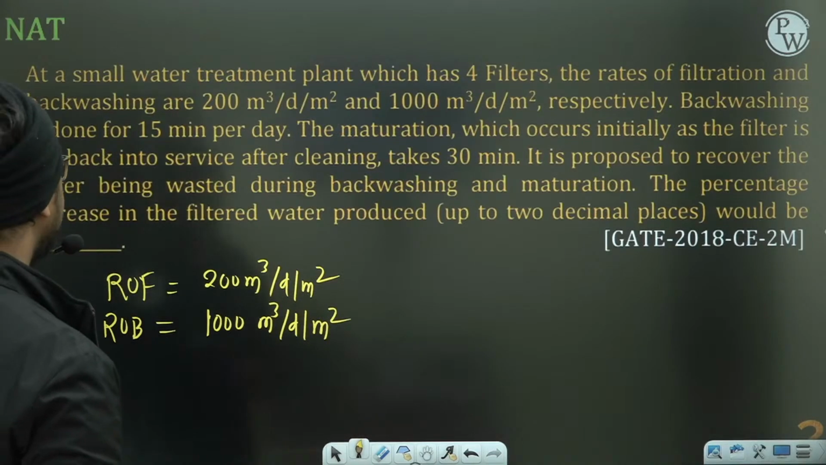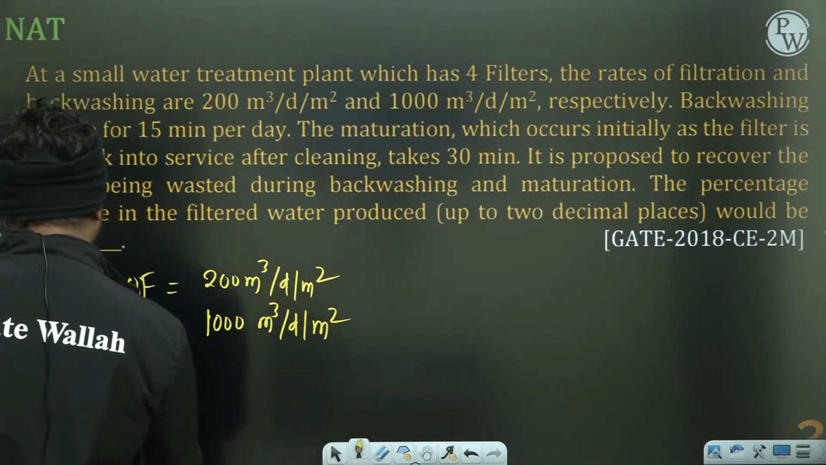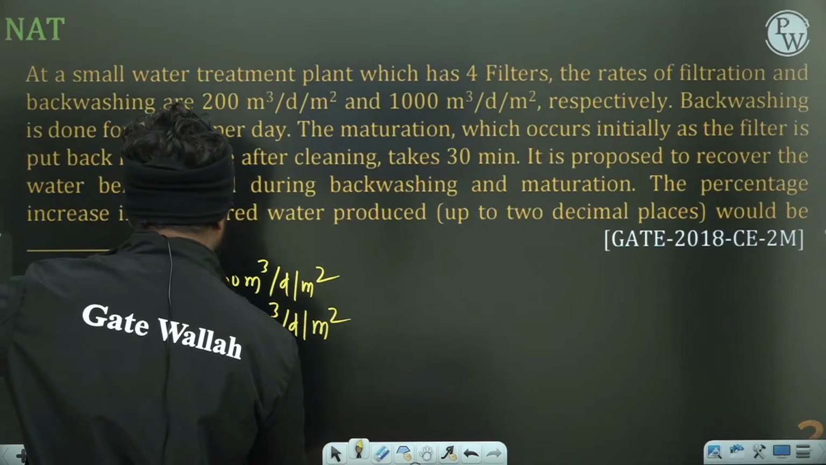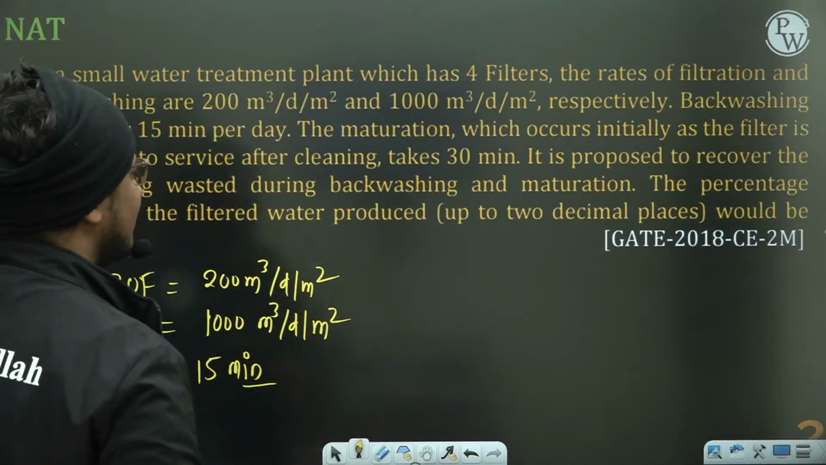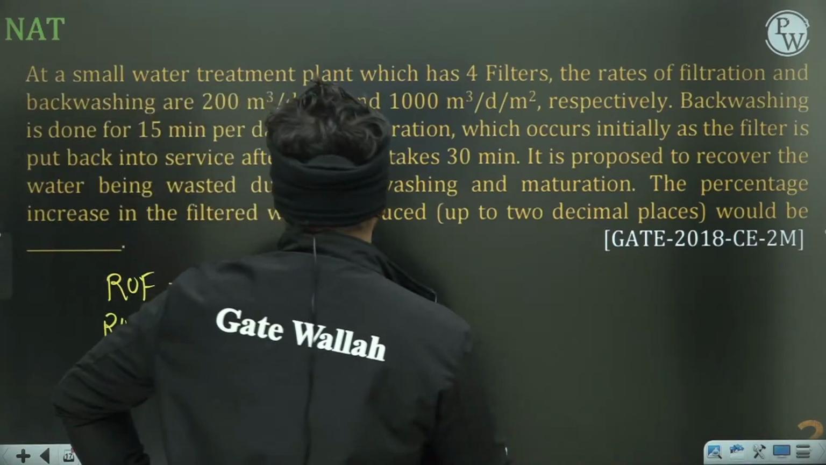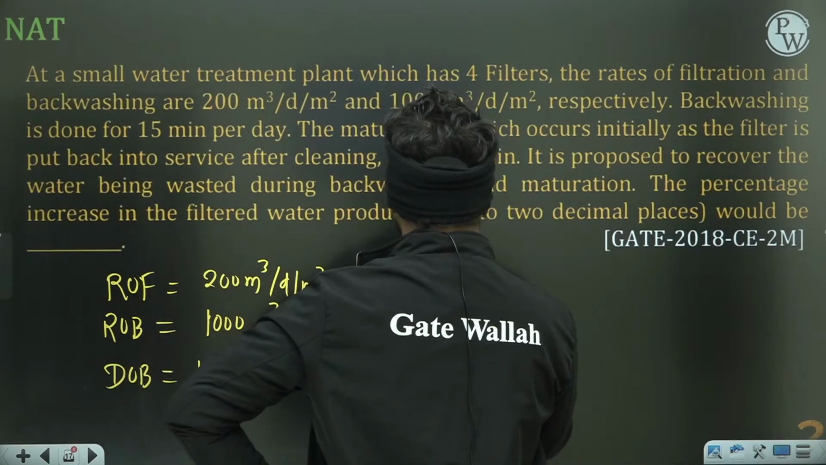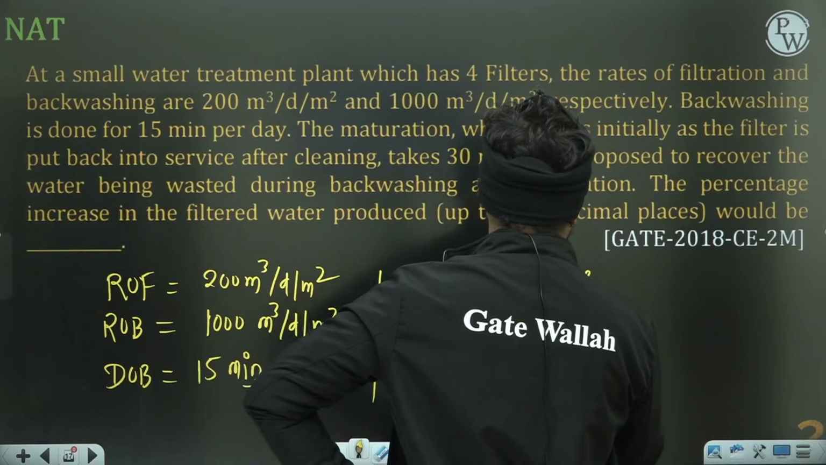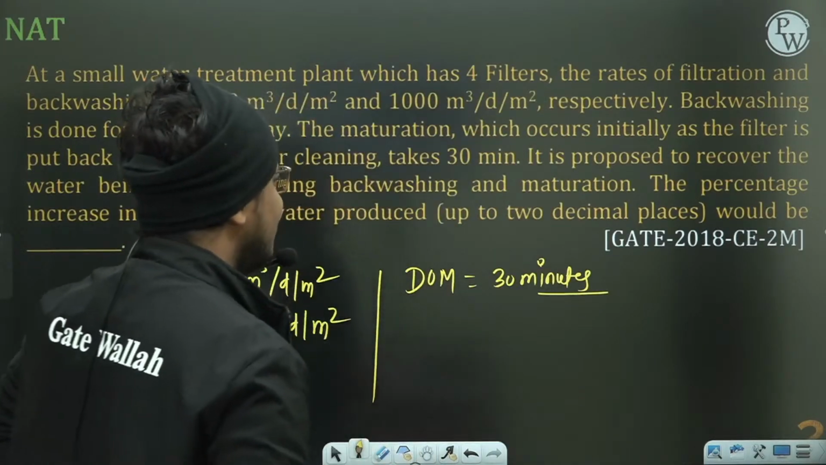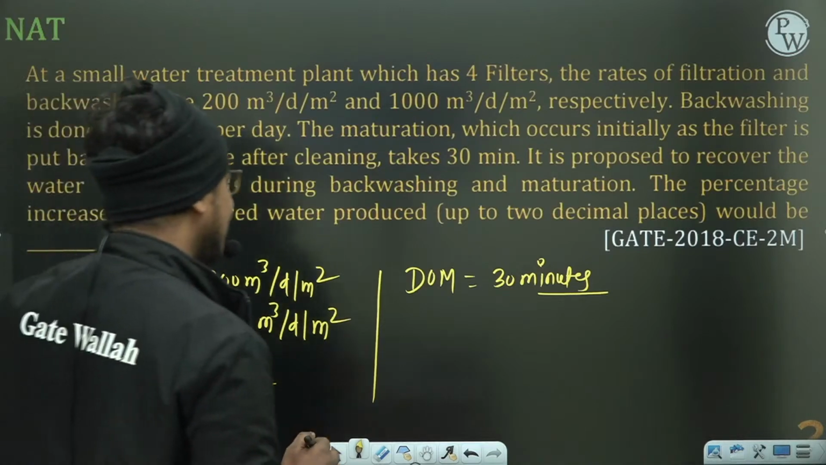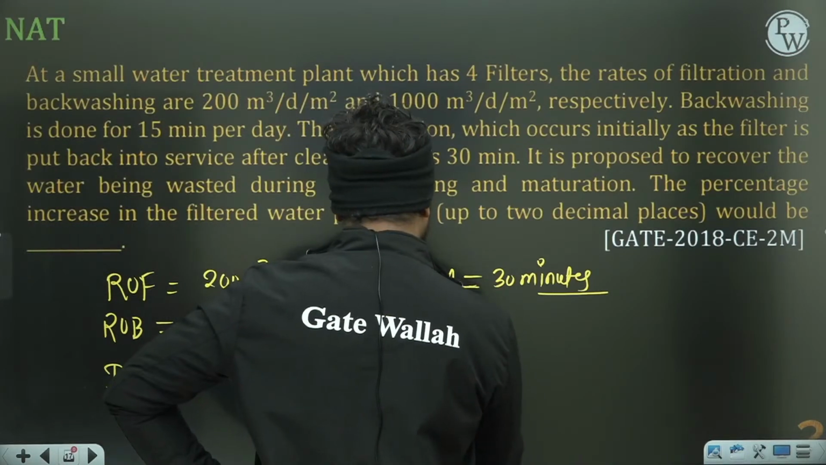Okay. Backwashing is done for 15 minutes per day. So DOB, duration of backwashing, is 15 minutes. The maturation which occurs initially as the filter is put back into service after cleaning takes 30 minutes. So we have duration of maturation, that is 30 minutes. It is proposed to recover the water being wasted during backwashing and maturation. The percentage increase in the filter water produced. What they're asking you is the percentage increase.